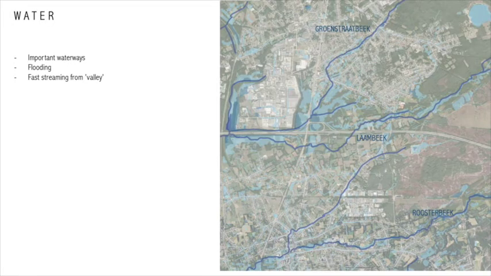Within my pixel there are some important waterways such as Roosterbeek and Laanbeek, which flows from the valley and belongs to the Demerbekken. Here we can see that some waterways also cause flooding in certain areas like the industry, villages and nature parks.